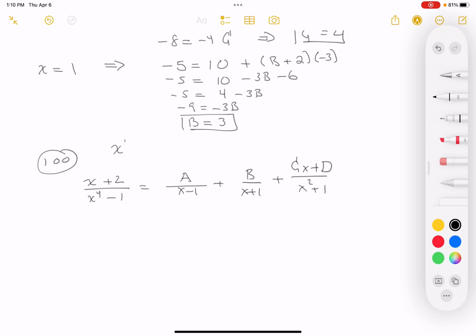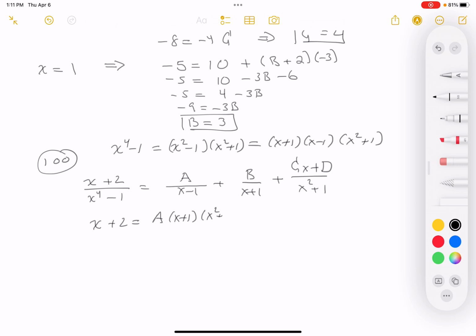The LCD is x^4 minus 1. And why is that? It factors into x squared minus 1 times x squared plus 1, and that factors into x plus 1, x minus 1, times the irreducible quadratic x squared plus 1. Multiply both sides by the LCD, you would get x plus 2. Then you get A. Well, one of the factors of x minus 1 cancels off, and what are you left off with? x plus 1, x squared plus 1.